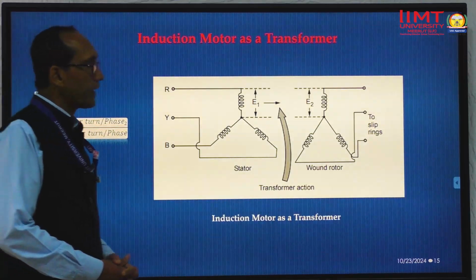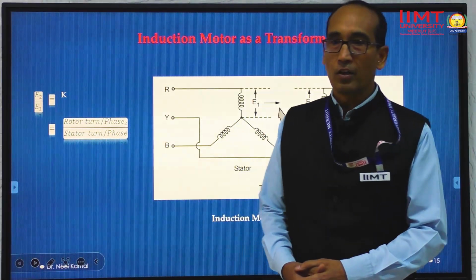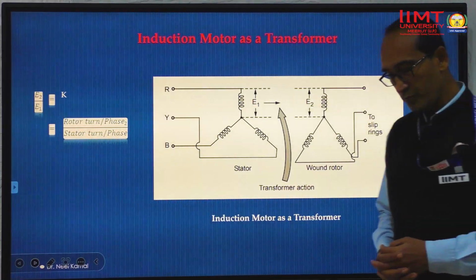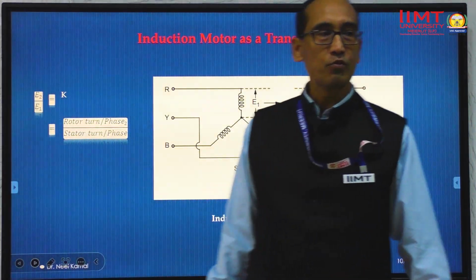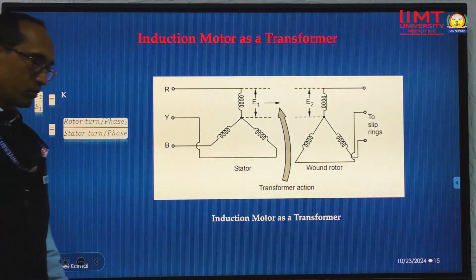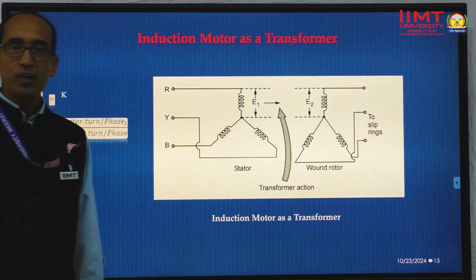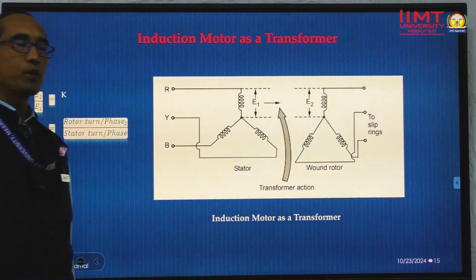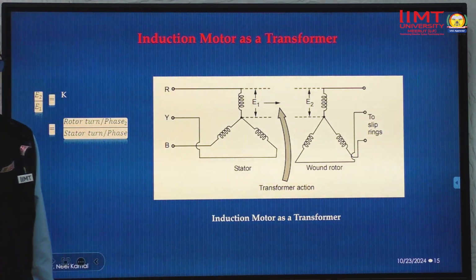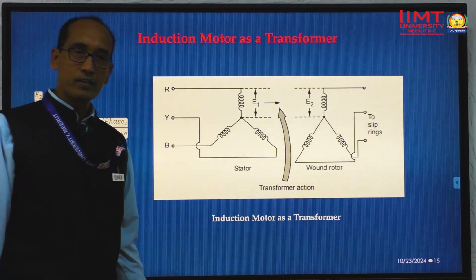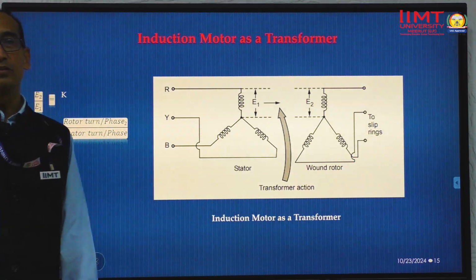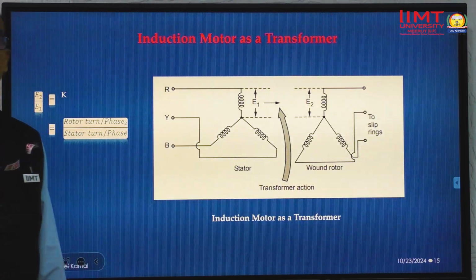Now, induction motor as a transformer. We are having very much similarity of three-phase induction motor with respect to the transformer, because we all know transformer has two different parts, two different coils we are using in the construction of a transformer. One is known as the primary side and second is known as the secondary side. Where we are putting the supply system, this is known as the primary side, and where we are using the load, we can say it as the secondary side.